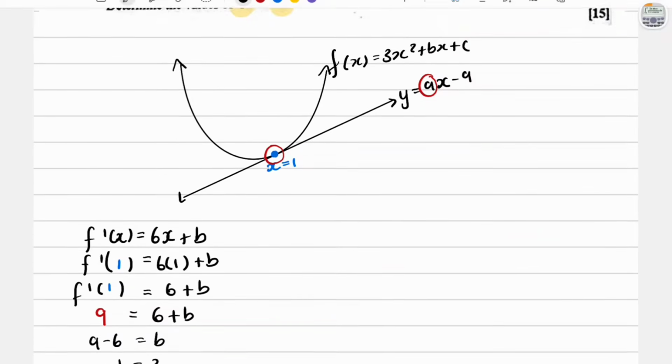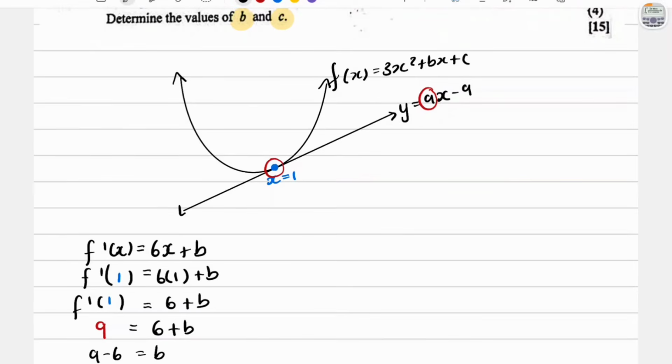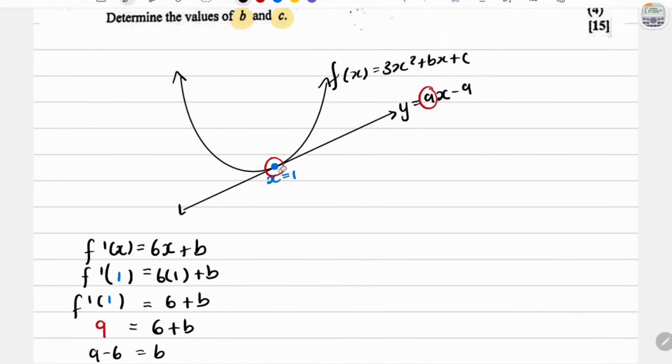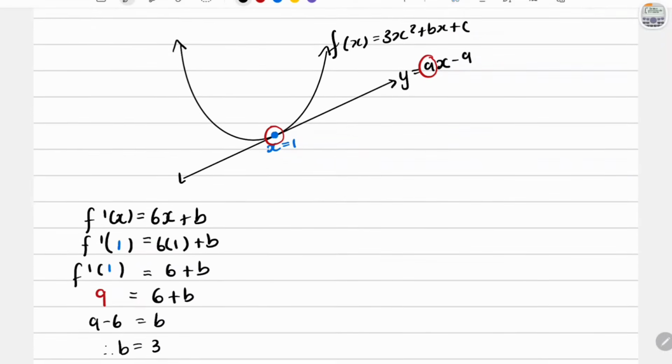Now, what can we use to find the second equation? Well, it's quite simple. Why don't you just find the y value of this point? Once you find the y value of this point, substitute the x and y value into your graph of f, since this point lies on the graph of f, and then you'll find c, because you already have b. Okay, so that's the second thing we can do.